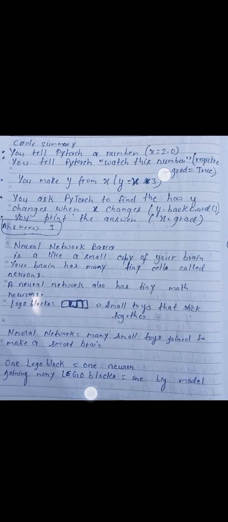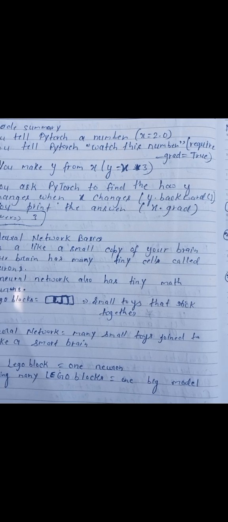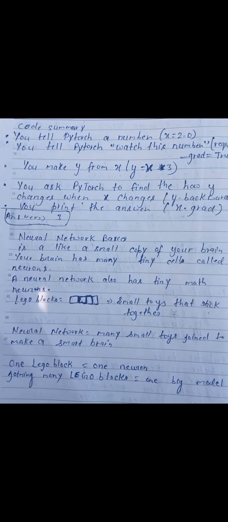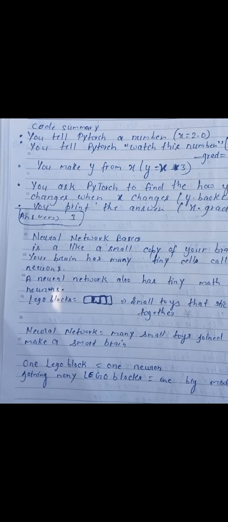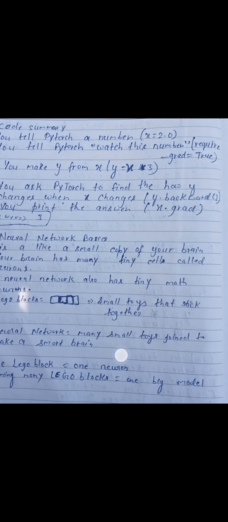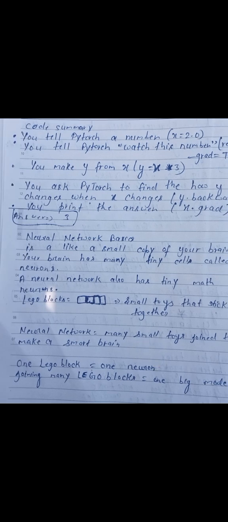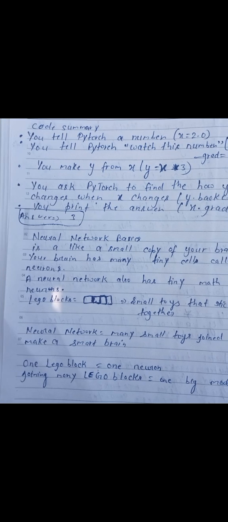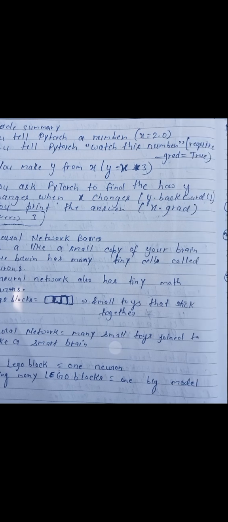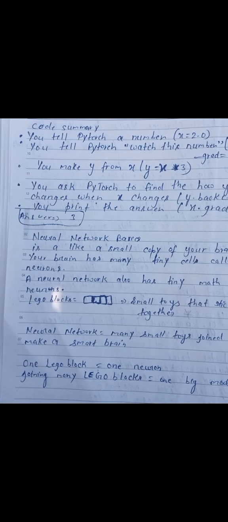And code summary, what we have: you tell PyTorch a number which is 2.0, and you tell PyTorch this number requires grad. You make y from x, like x times 3, and you ask PyTorch to find how y changes when x changes: y.backward, and print the answer, x.grad. So the answer is now 3.